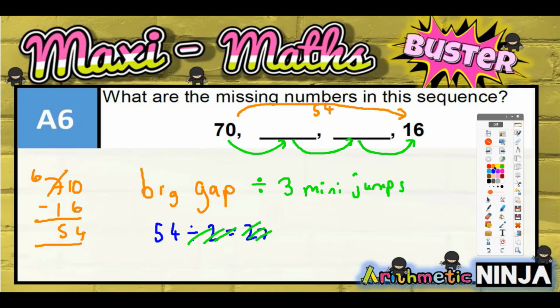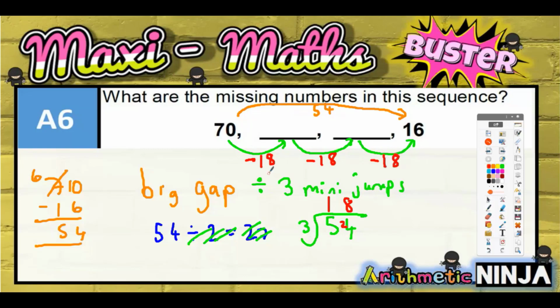So it's 54 divided by 3, not 54 divided by 2. So 54 divided by 3 is 3 into 5 goes once remainder 2. 3 into 24 goes 8, so it's 18. So what we need to do is actually come down 18 on each of these mini jumps.